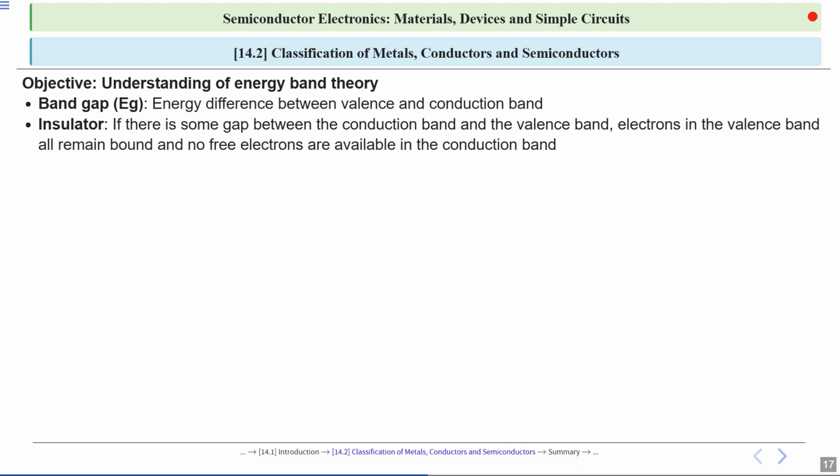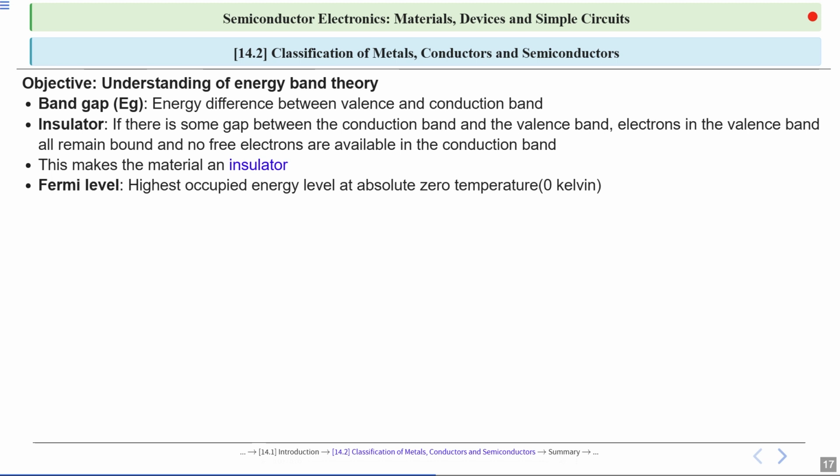An insulator has a large gap between its valence and conduction band. Electrons stay tightly bound in the valence band and cannot move freely to the conduction band. When materials have tightly packed atoms or molecules, electrons can't move freely, making the material an insulator.